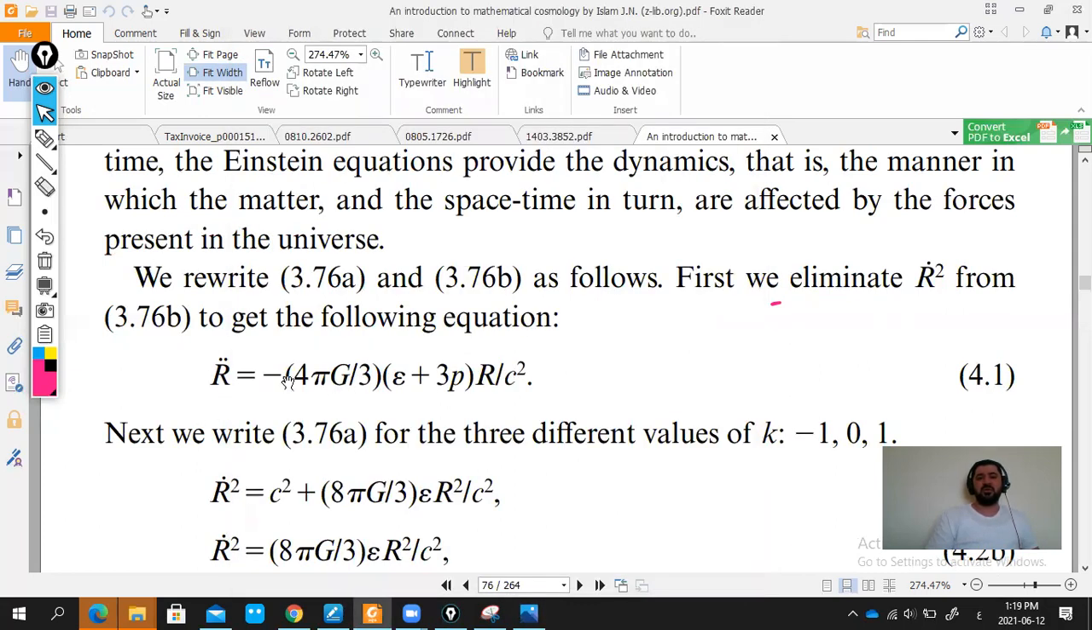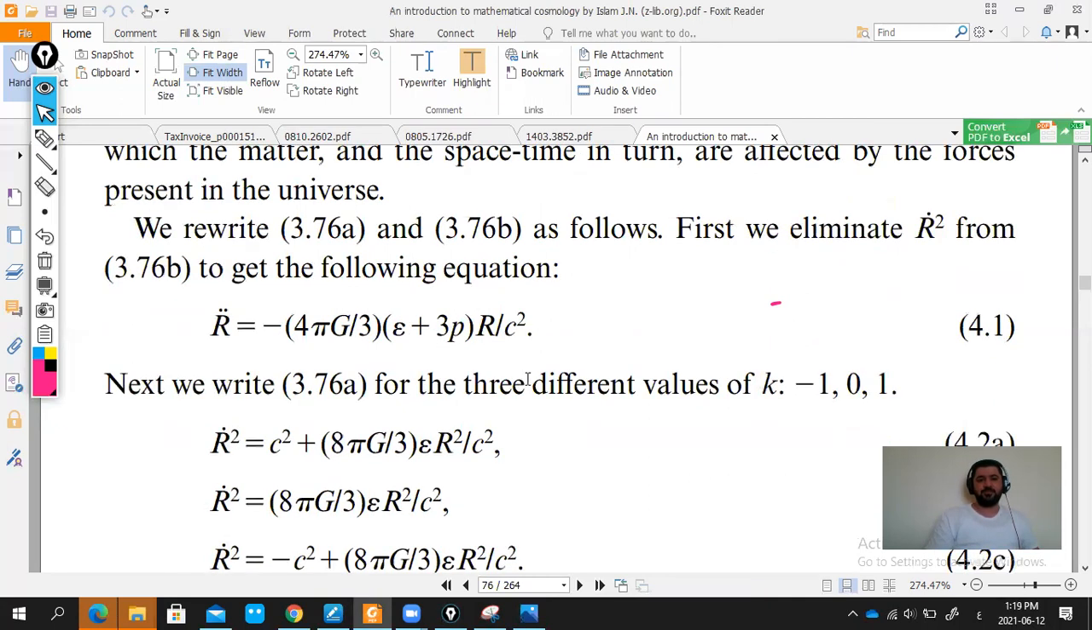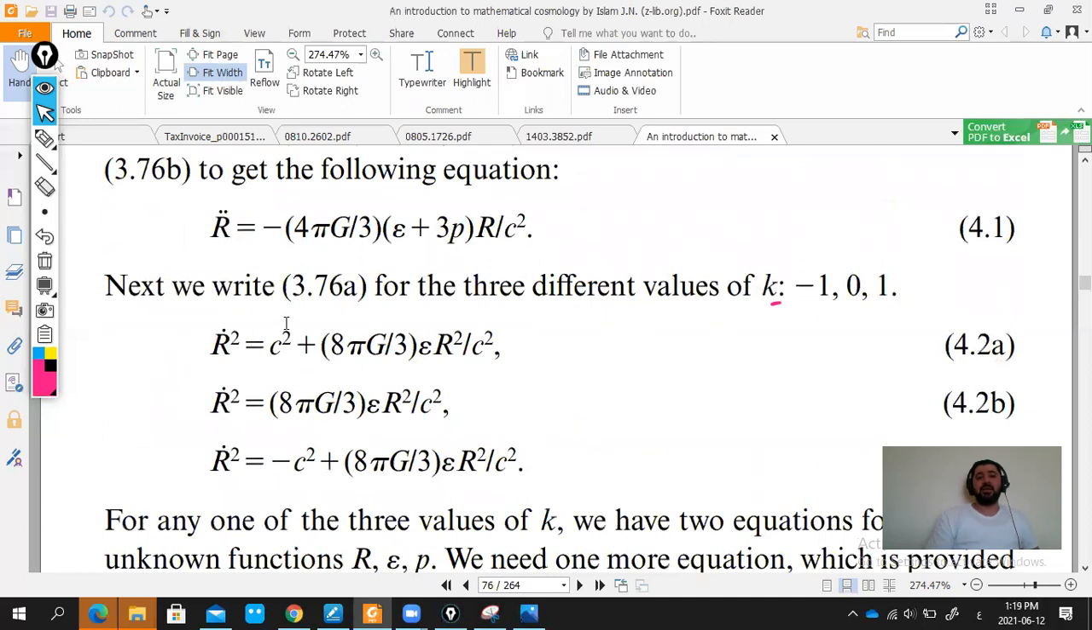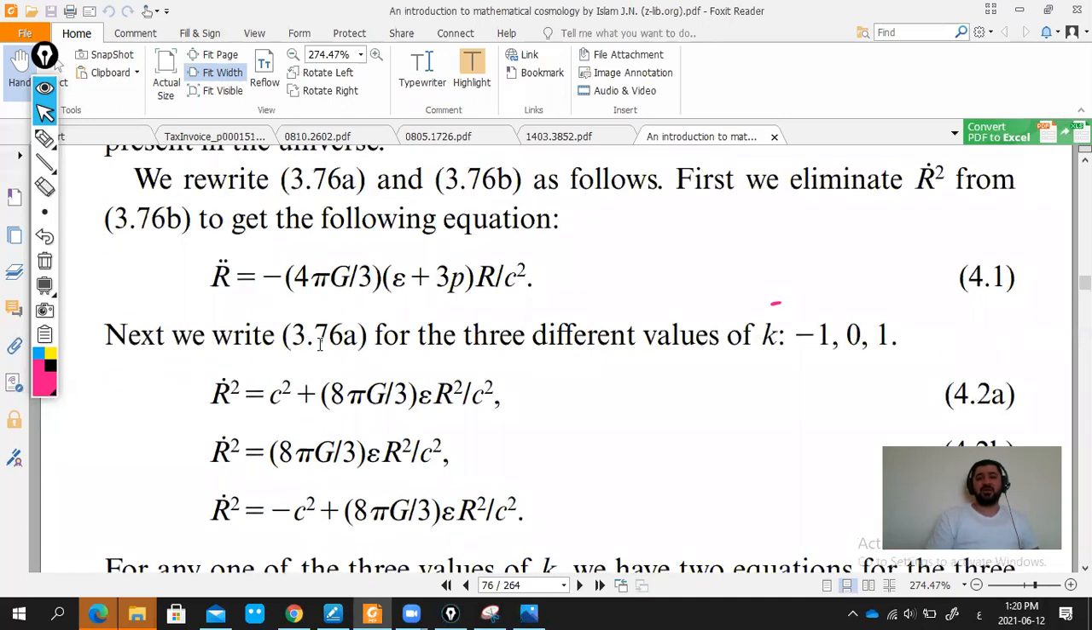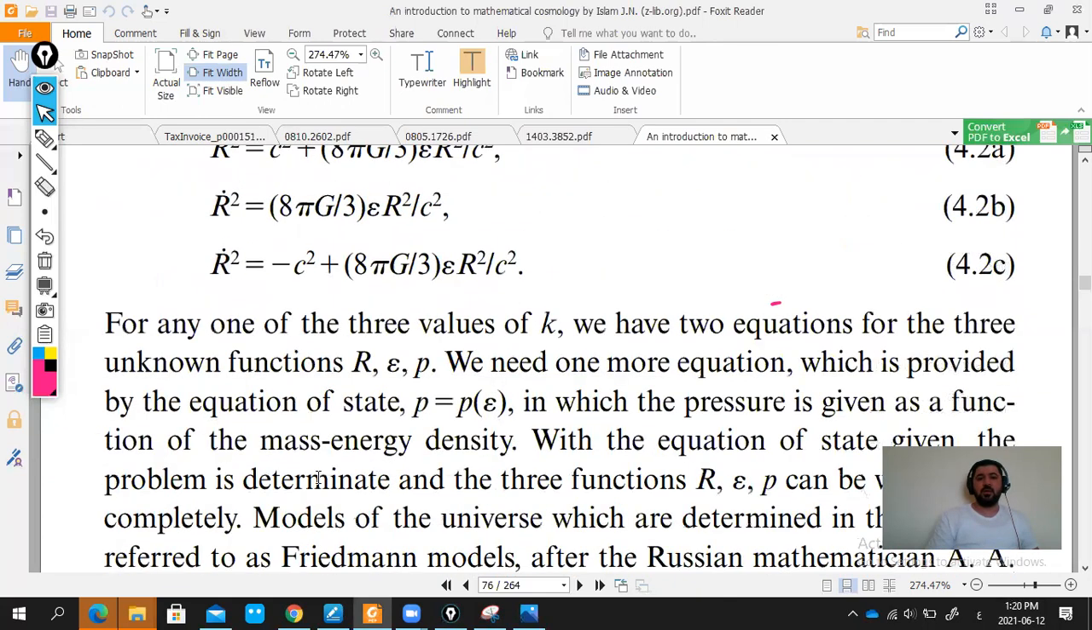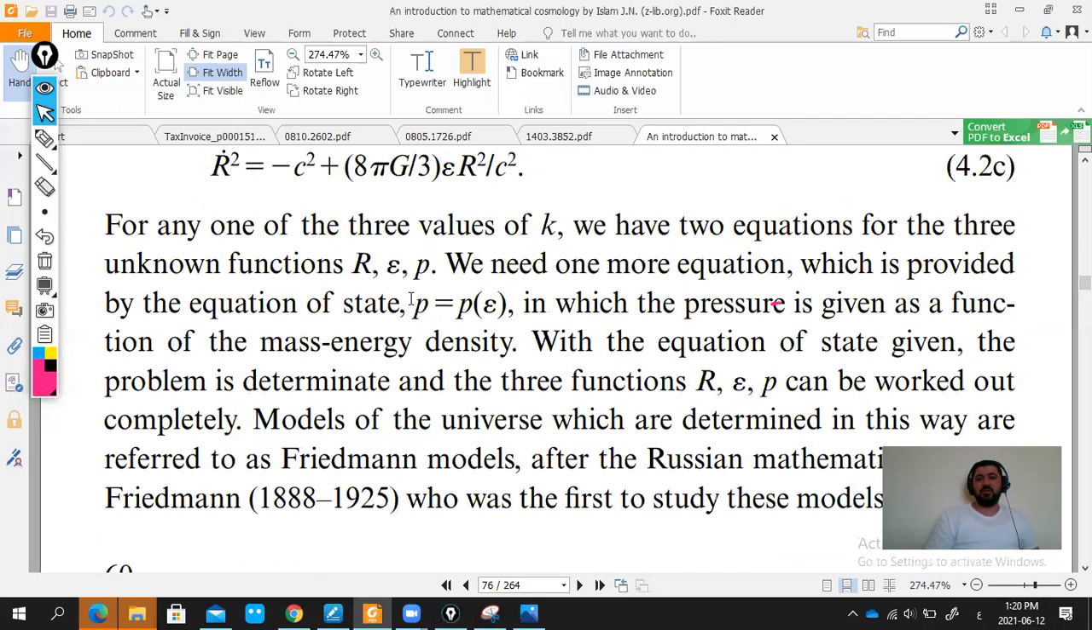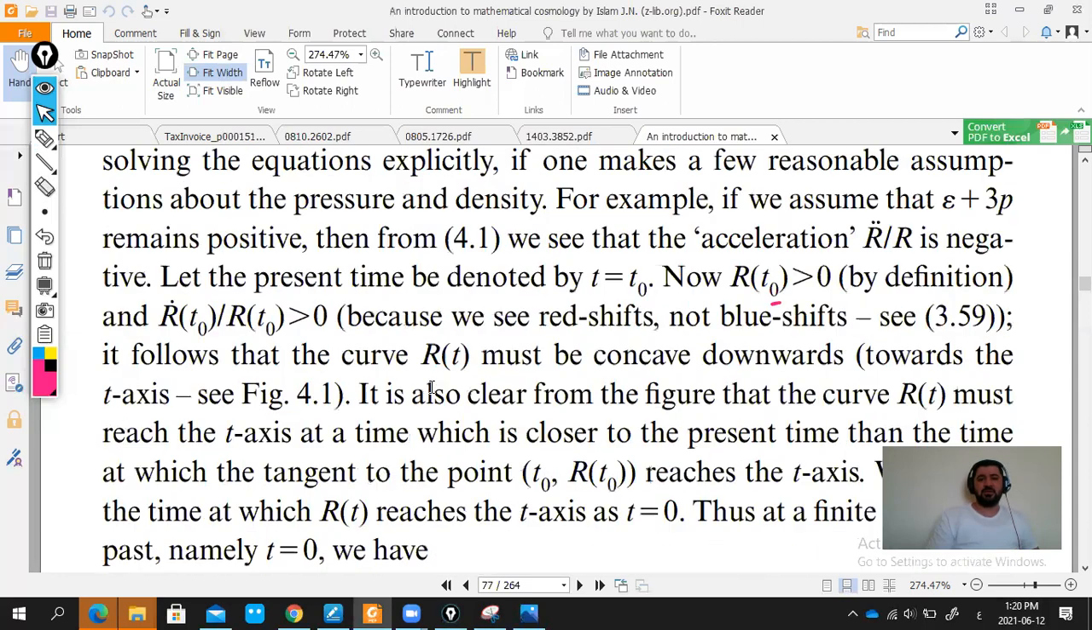That's r double dot equals negative 4 pi G over 3 times epsilon plus 3p, times r over c squared. And now about the first equation, we can write it in this form for the 3 possibilities of k. So it will take these forms. Now, this is about the equation of state.